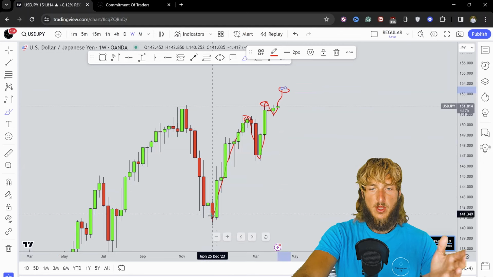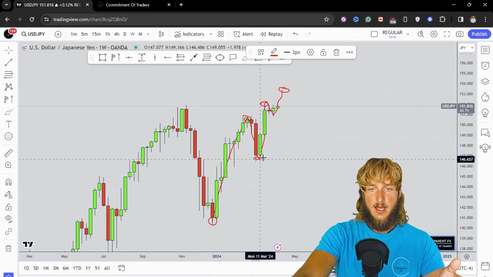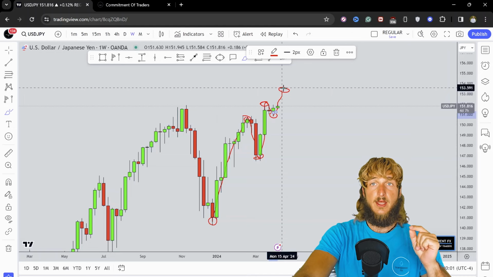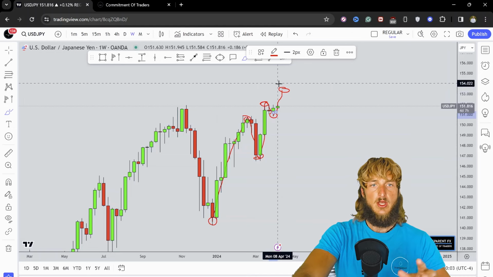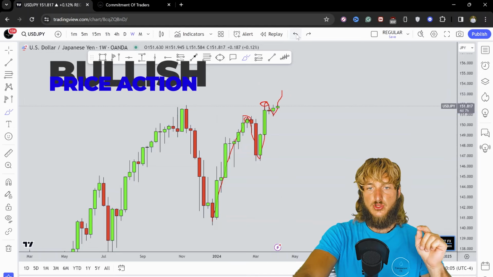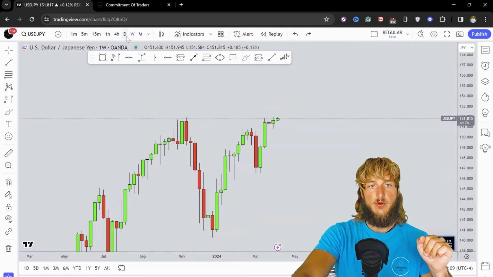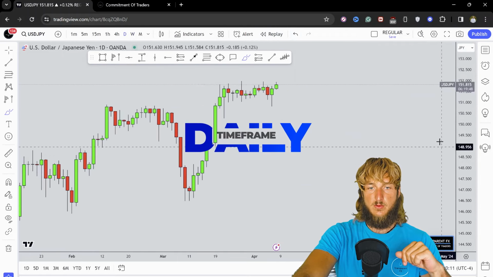At the same time, we have the previous low here, higher low here, higher low here. Now there is a possibility for the next higher high. So the weekly time frame from a trend perspective is very bullish. Now let's drop down on the daily time frame and see what we have.